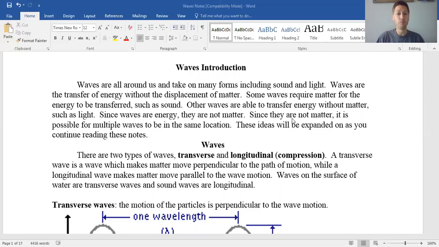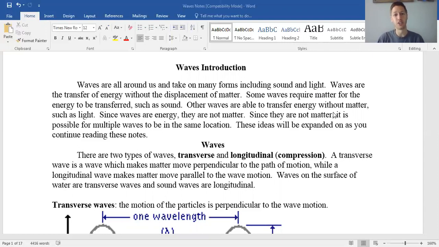So most waves need something to transfer the energy. Here on Earth, many of the waves we're used to are waves that are going through a material. However, light does not need something to go through. And that actually baffled scientists for a long time.